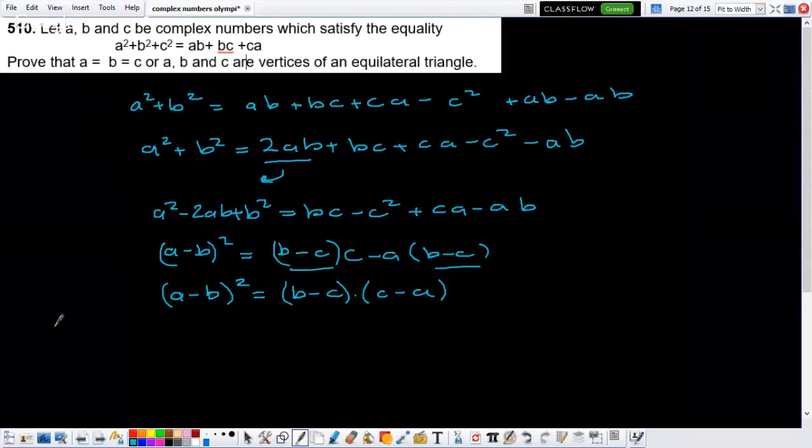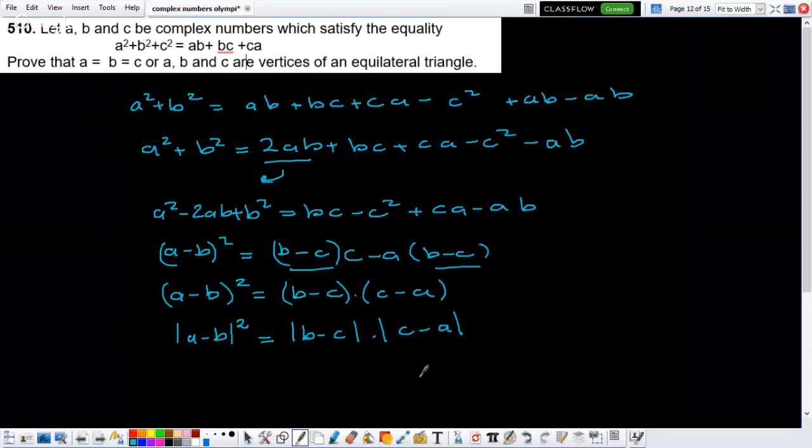Here we got this one for a minus b, but you can do, I chose minus c squared, but if you choose different terms like a square or b square, you will get the same thing. And then it's going to be like this. Here, the module of a minus b squared is going to be equal to the module of b minus c times the module of c minus a.